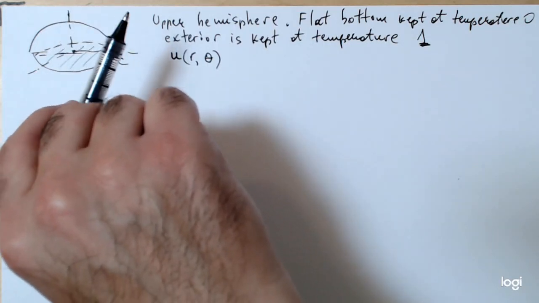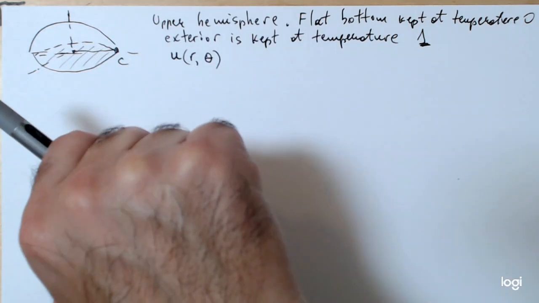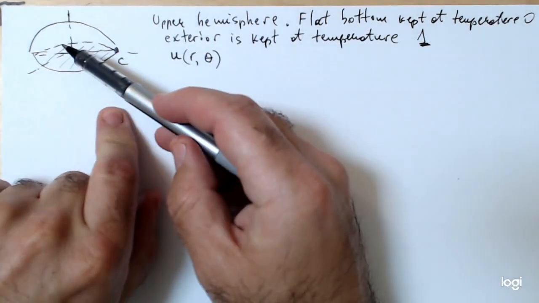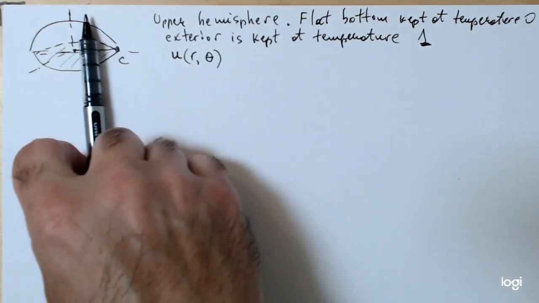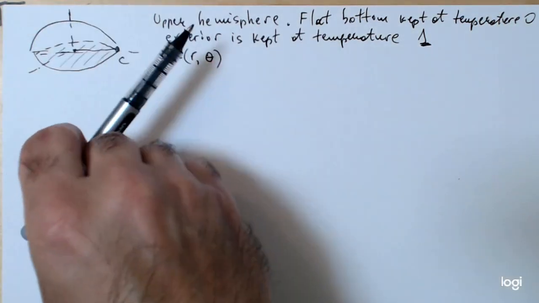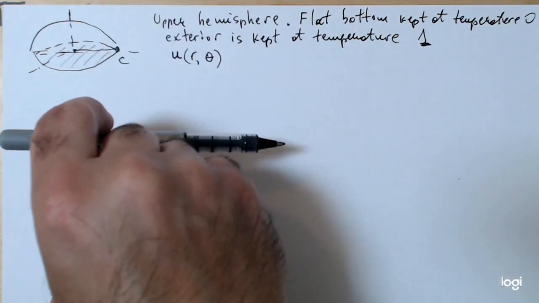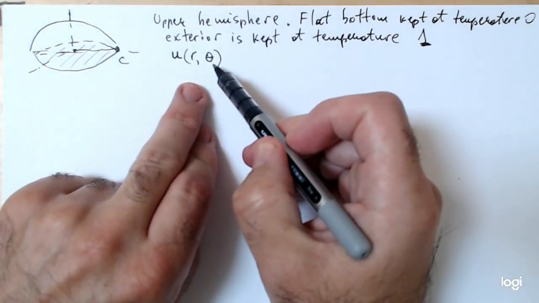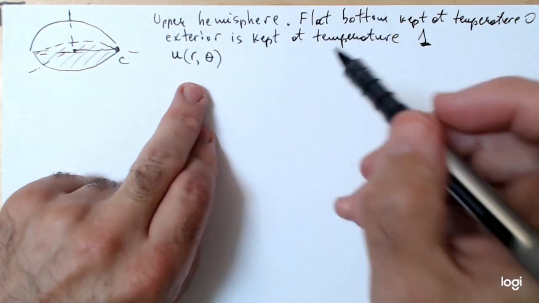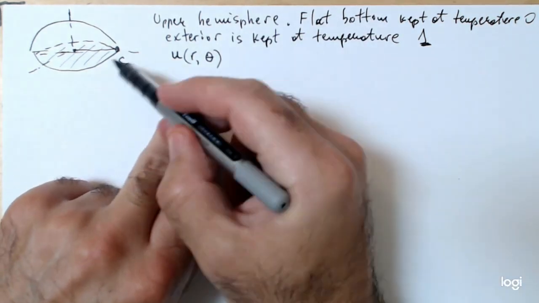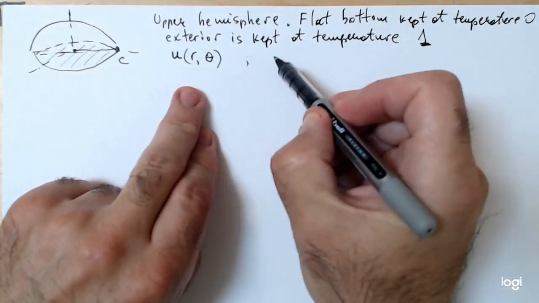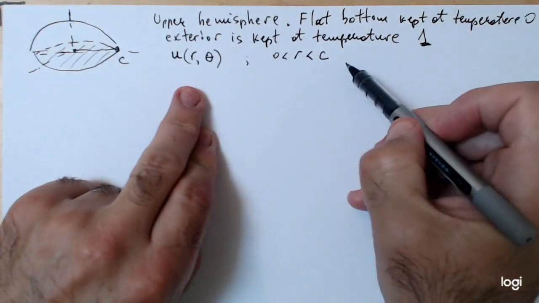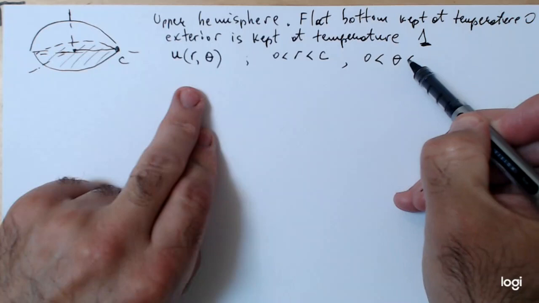So if you have a full sphere, remember, it's going to be 0 and pi, the domain for theta. In this case, it's a hemisphere, so theta will go from 0 all the way to pi over 2. Especially when you have word problems, make sure you understand clearly how these coordinates are measured. So let's say that the radius is c, like I put here on the picture, which means r is between 0 and c, and theta is between 0 and pi over 2.